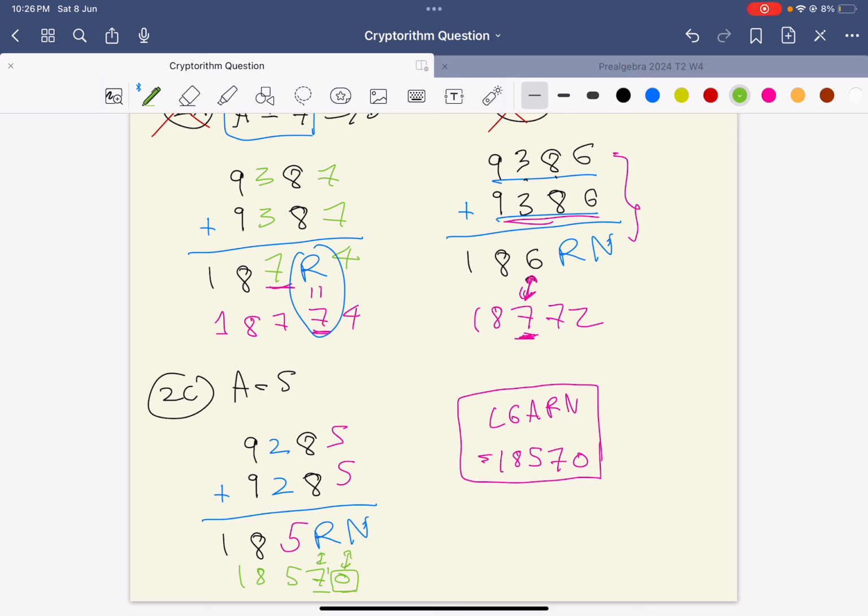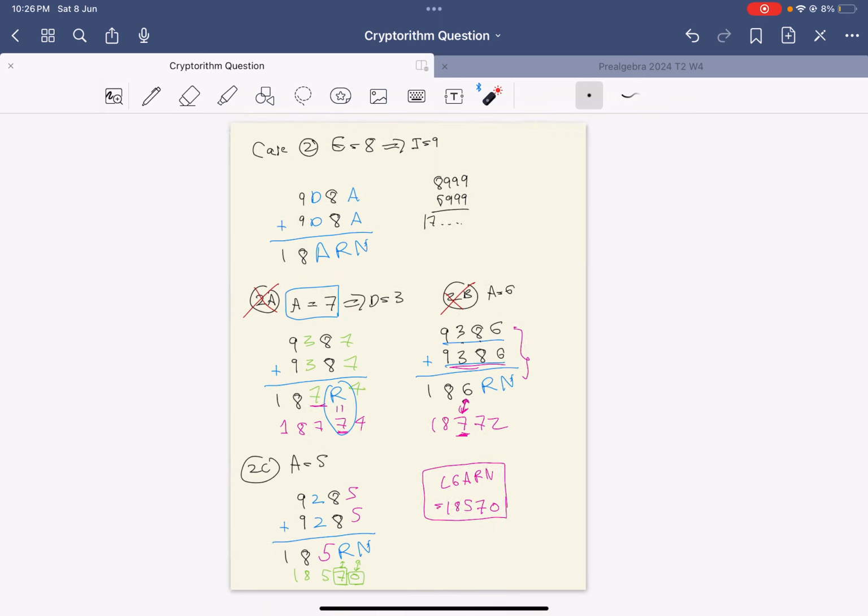That's perfect because these are digits we have not seen before. There's no 7 anywhere in these other numbers. There's no 0 anywhere in these other numbers as well. So there's no overlapping numbers. So this is a valid answer. And this is the biggest valid answer. That means our final answer is LEARN is 18,570.